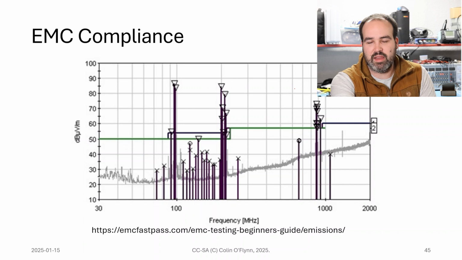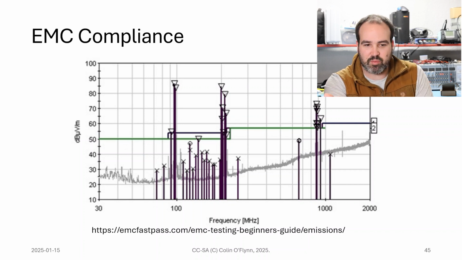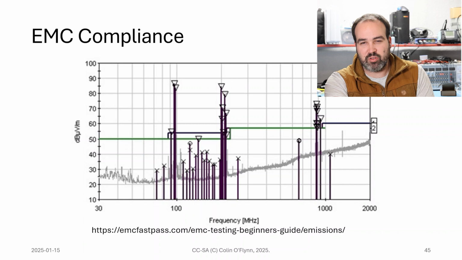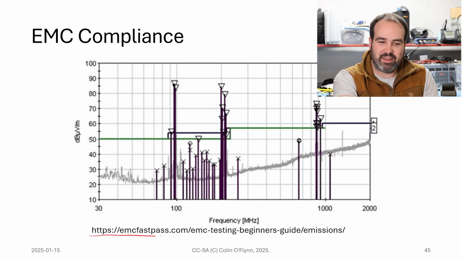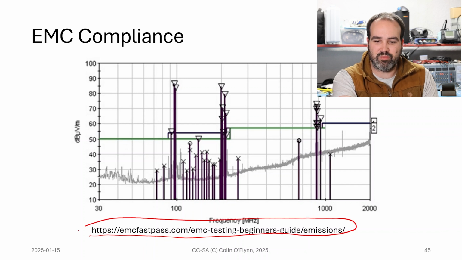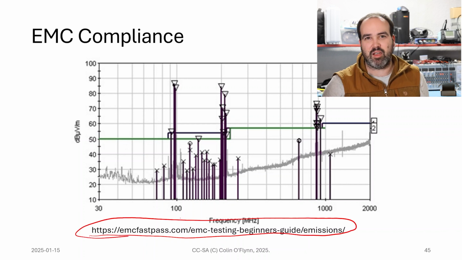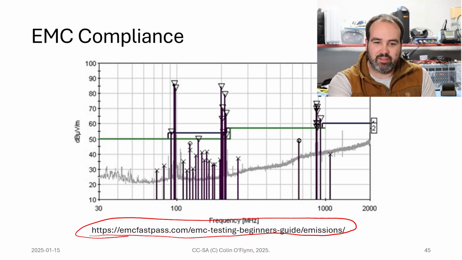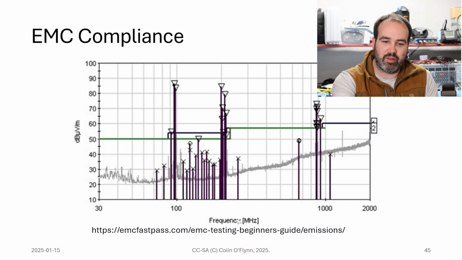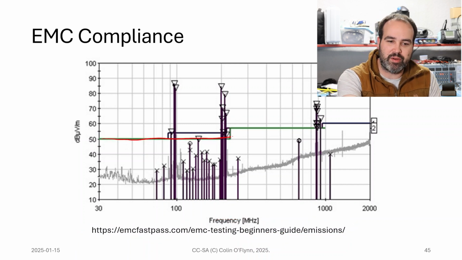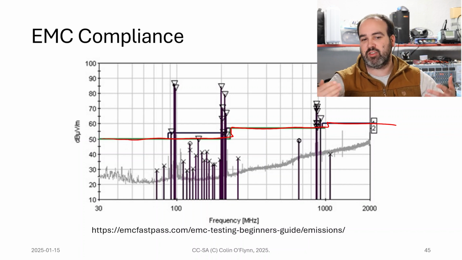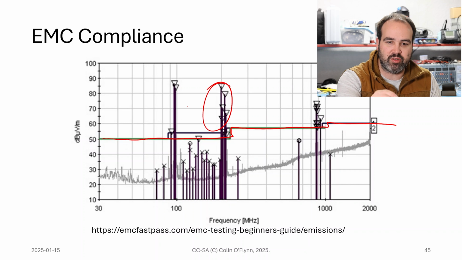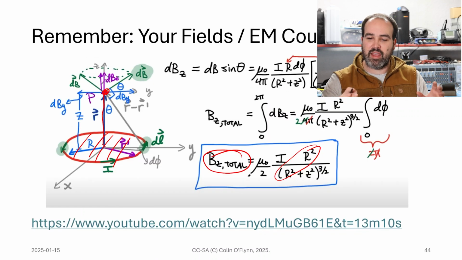So compliance is something that you don't have to think about as a prototype. When you go to commercially do it, that's a whole other topic. There's a guy, Andy Eddy, who has some really great resources at emcfastpass.com. He's Canadian, so always support him. This is an example of showing you how there's this limit here that's basically saying at some distance away, your product can only have emissions below that limit. So if you have emissions above this, bad news, you failed.